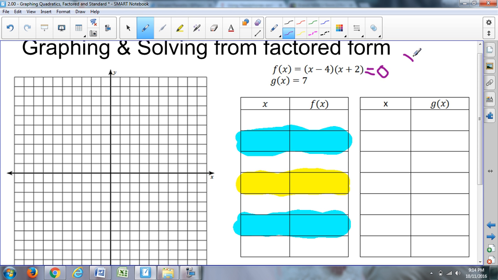So if I look at each case separately, if x minus 4 is 0, well, then x has to equal 4. So one possibility is x is 4. That gives me an output of 0. Or if I look at the case where x plus 2 gives me 0, right, in order to make that statement 0, I'd have to plug in -2. So -2, 0 would be my other x-intercept.